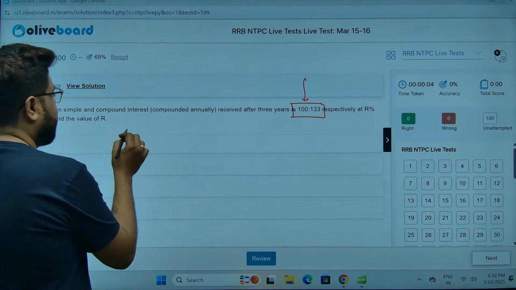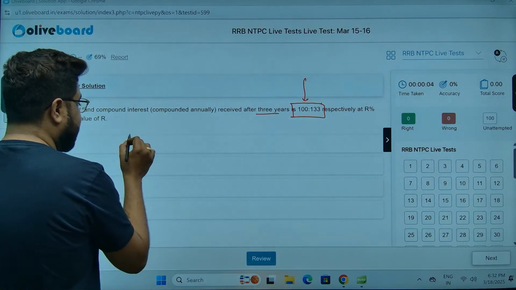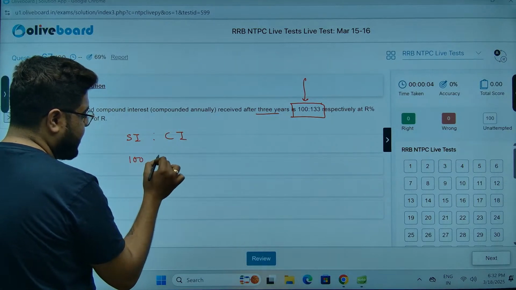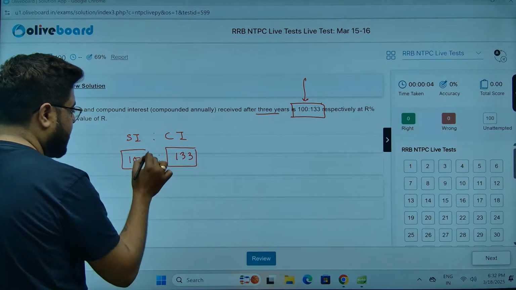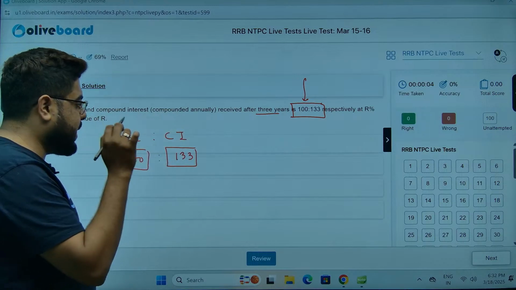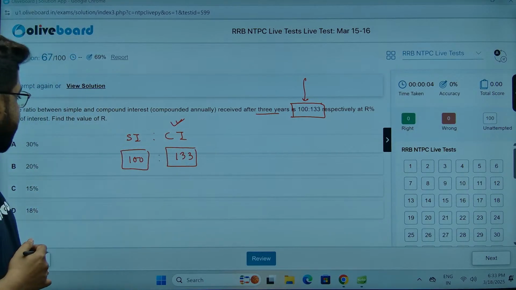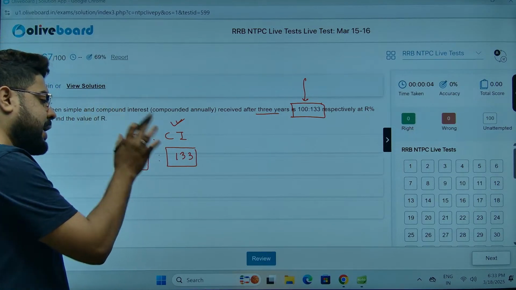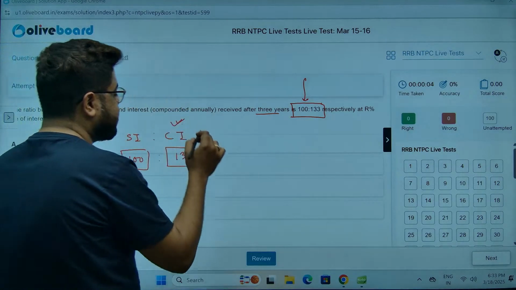So SI and CI for 3 years are given, with the ratio of SI to CI being 100 to 133. First things first, never make your equations based on this ratio directly. I'll turn this problem into one of the problems that I had done.